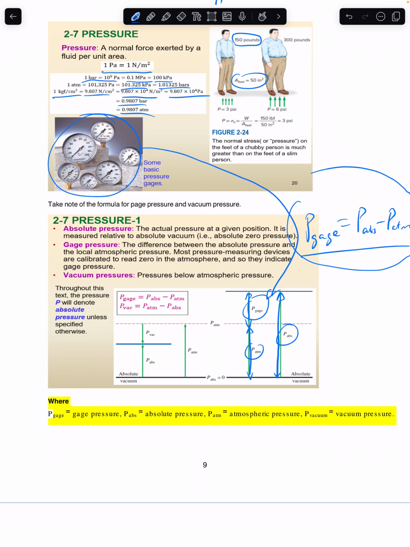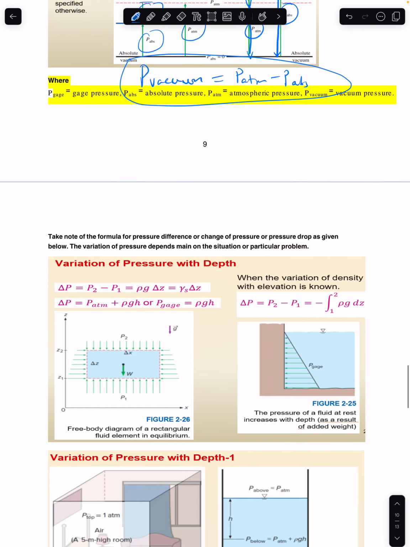Now to calculate the vacuum pressure. So this is the vacuum pressure. In this case, atmospheric pressure is from this reference line, and that is absolute pressure. So the pressure for a vacuum system is equal to atmospheric pressure minus absolute pressure. That is the vacuum pressure. So whenever you see people asking you to calculate the vacuum pressure, you must always know that it is atmospheric pressure minus absolute pressure.